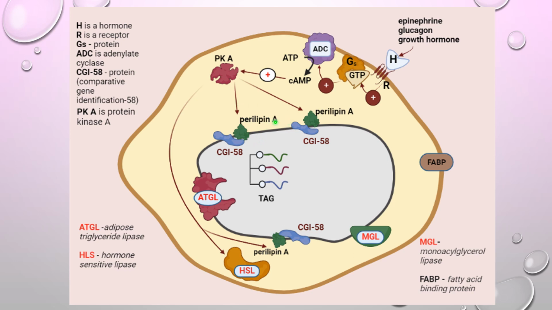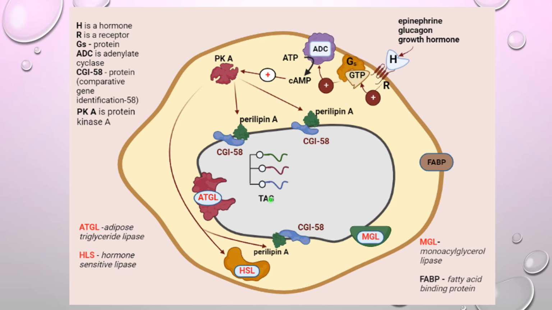Perilipin A is a protein. This protein in dephosphorylated form can form a complex with CGI protein, and on the surface of a lipid droplet you can find the complex perilipin A CGI protein. Inside of the lipid droplet you can find here TAG. TAG is triacylglycerol.